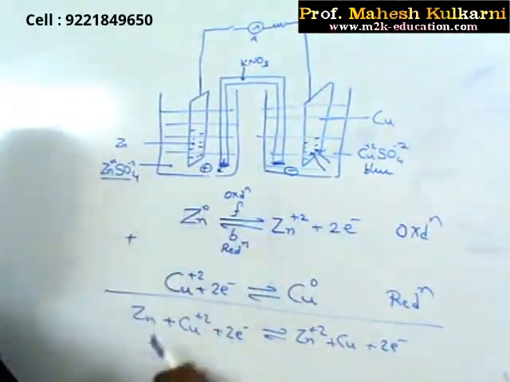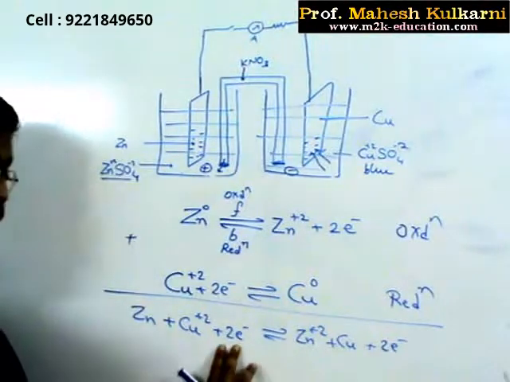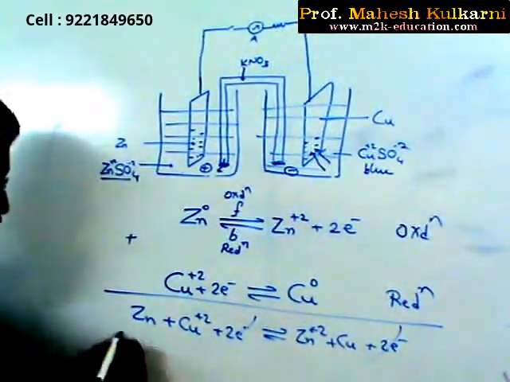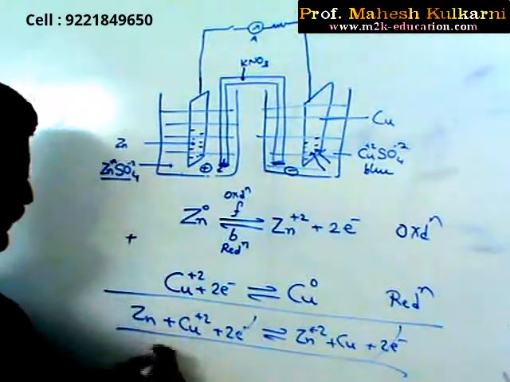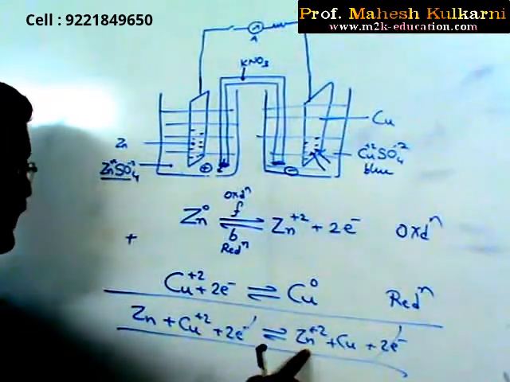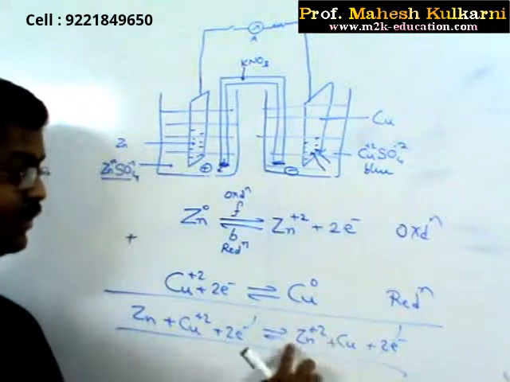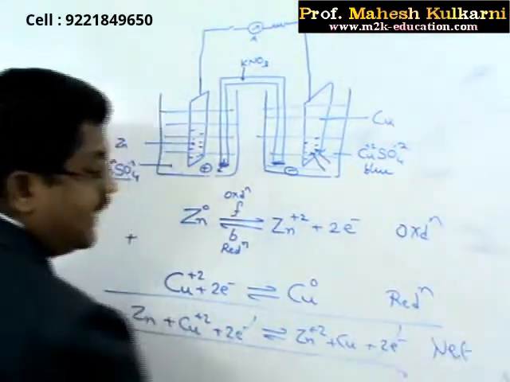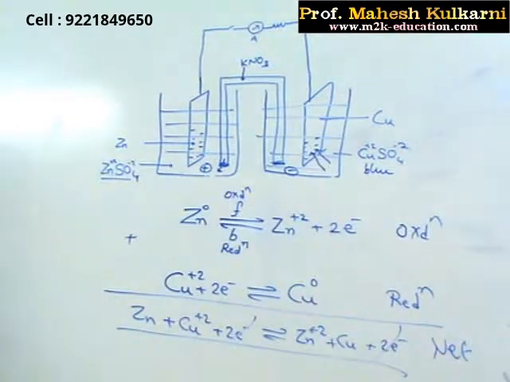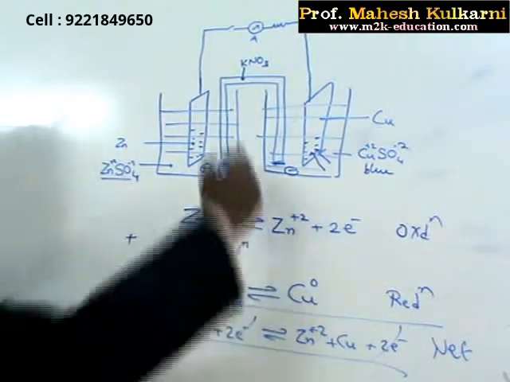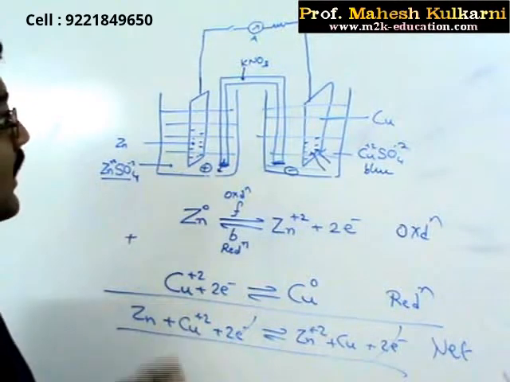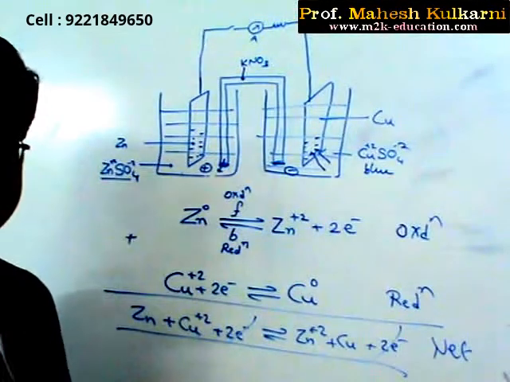So I am just adding the LHS and RHS. The 2 electrons can get cancelled. So what is the net reaction? Zn plus Cu+2 will give me, now removing the electrons, Zn+2 plus Cu. This reaction is called the net cell reaction. As electrons are flowing through the circuit, we call this reaction as giving electrical current.